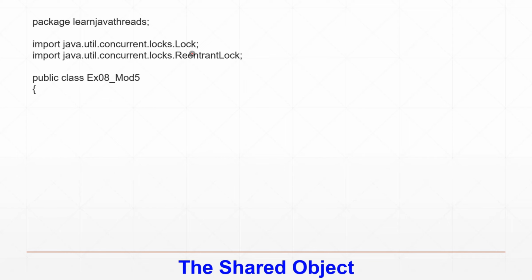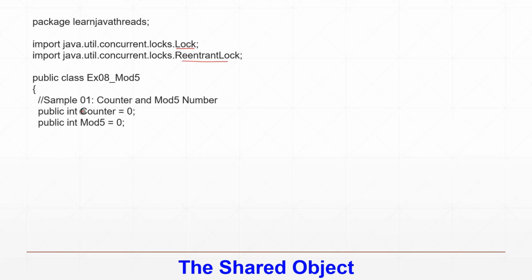So here, if you see, we are using the Lock class from the java.util.concurrent.locks package. From the same package, we are using the ReentrantLock as well. Our class name here is ex08 mod 5, and here we have a counter, and this is the mod 5. This specific variable mod 5 will have a modulus 5 number.